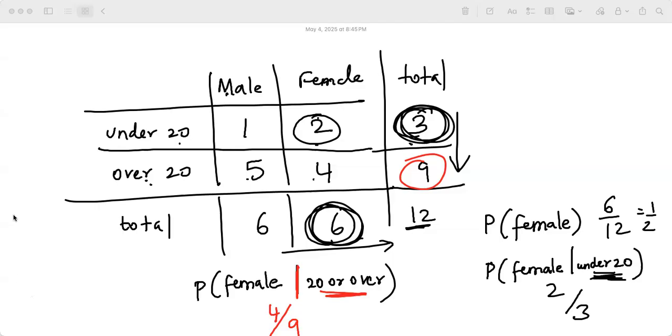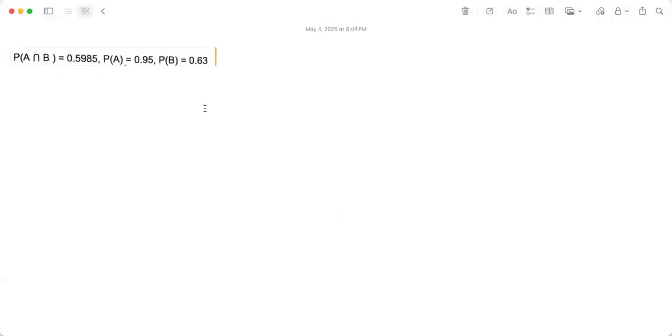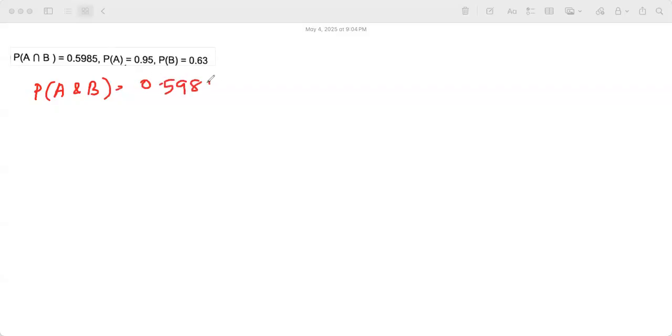Now quickly, I'll ask one question to you all. Let me see whether you're getting it. Is this dependent or independent events? If I give you like this, see, this is A and B. Probability of A and B is 0.5985. Probability of A is 0.95. Probability of B is 0.63. Are they dependent or independent events?